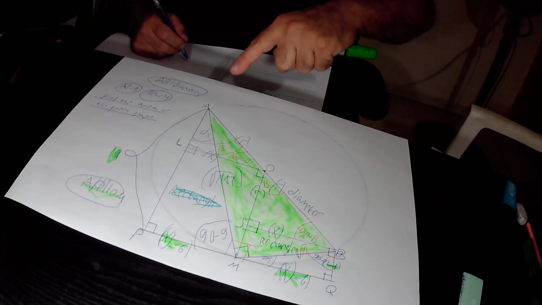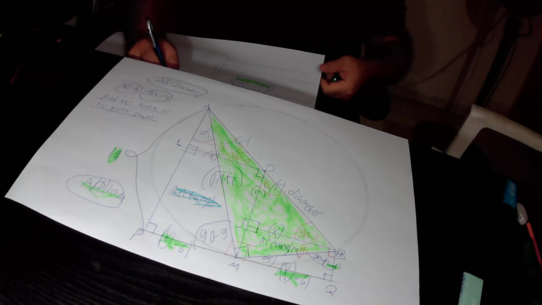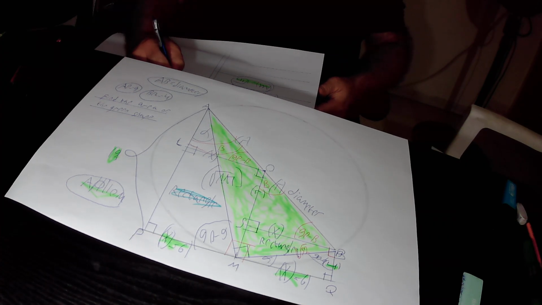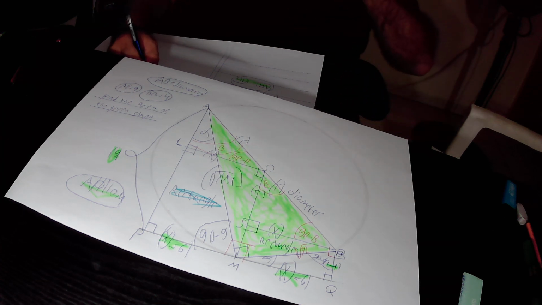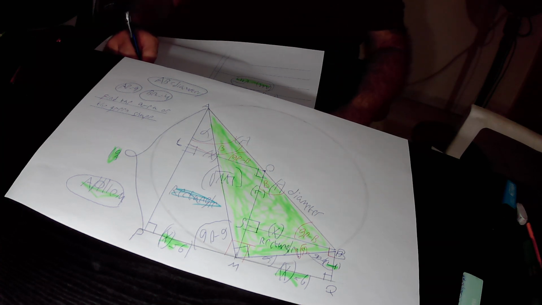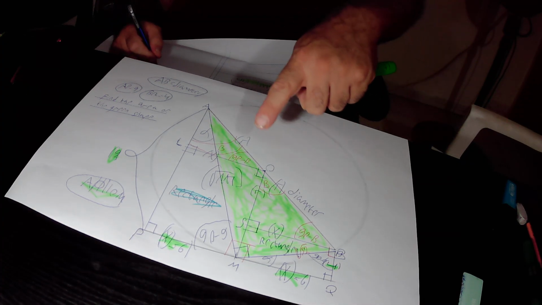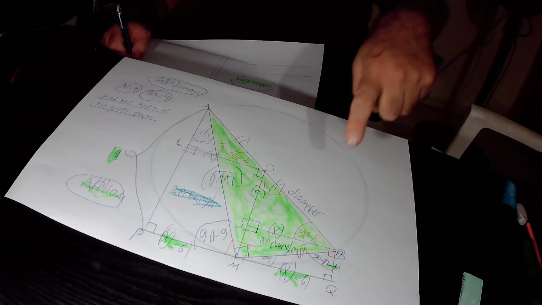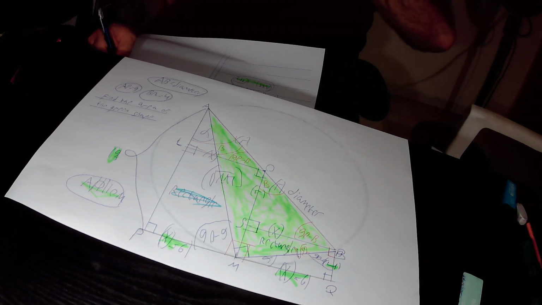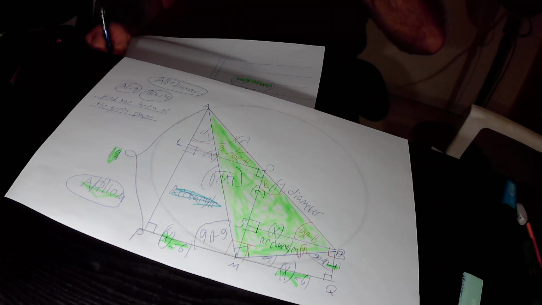Our task is to find out the area of this green shape. This green shape is actually the right triangle A and B. So we have to find out the area of this green right triangle A and B. The area of the green right triangle A and B will be equal to the base MB times the height MA over 2.